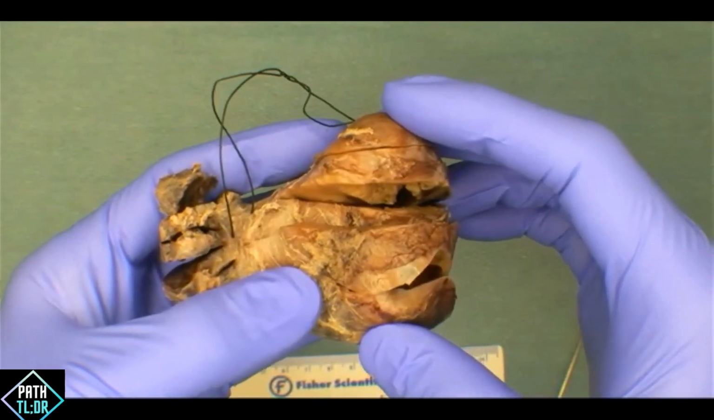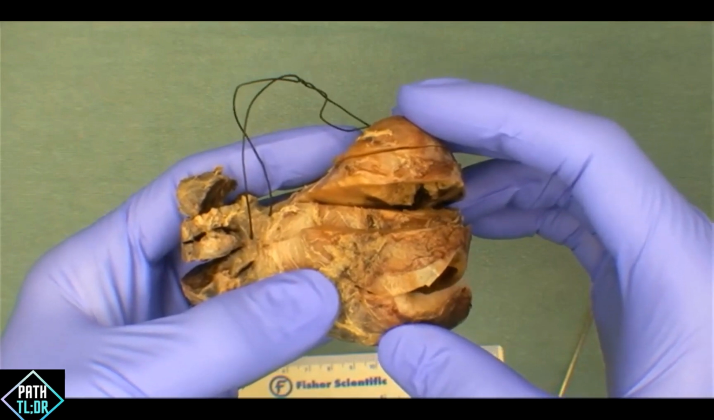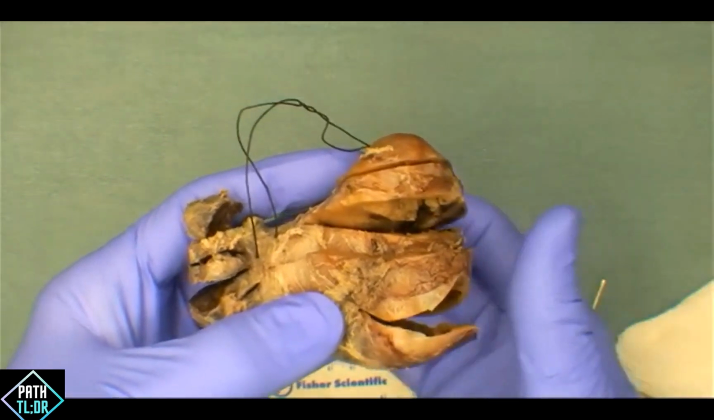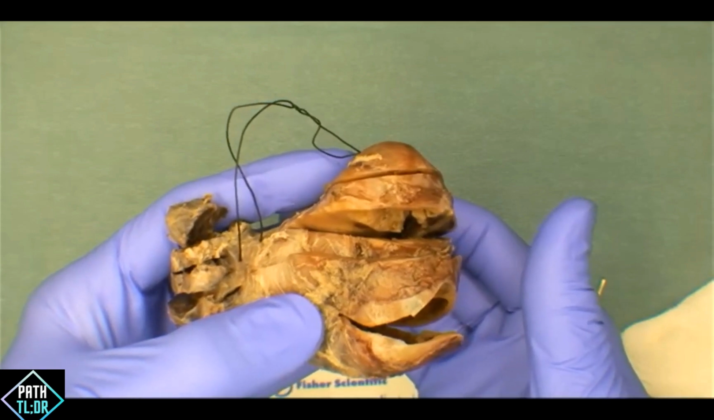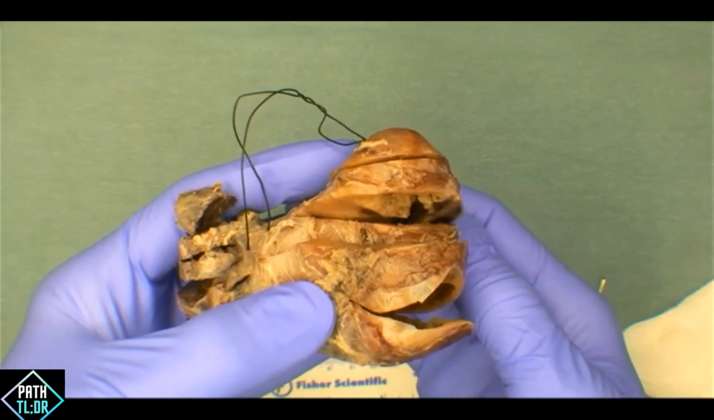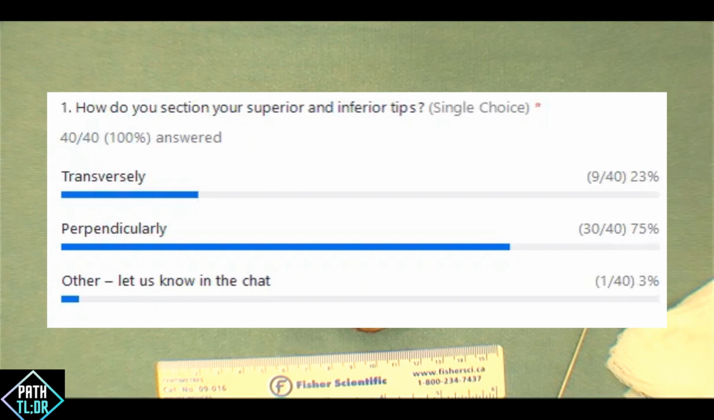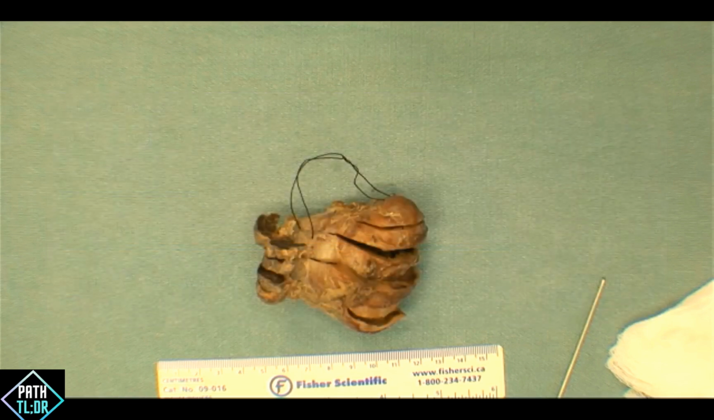We'll do our last poll question here. For the gross, how do you sample your superior and inferior tips? Do you do them perpendicular? Do you do them transversely? Or do you have another approach? So you can see there's a bit of variation in the practice in the community. There's no right or wrong way. A lot of it just depends on what you're trying to show histologically, and changing the plane is sometimes helpful to see some of that anatomic relationship. And so essentially that's pretty much the same type of sampling or grossing protocol for the other 2 specimens. Always use the 1 per centimeter rule.